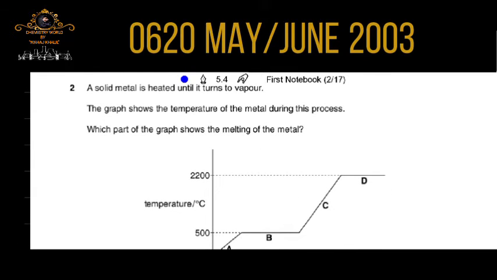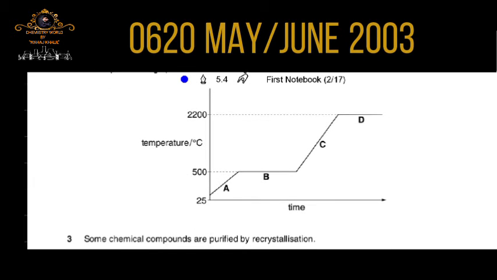A solid metal is heated until it turns to vapor. The graph shows the temperature of a metal during this process. Which part of the graph shows the melting point of the metal? So D is the boiling point, and here the metal is solid. Here is the melting point, so B is the right option.